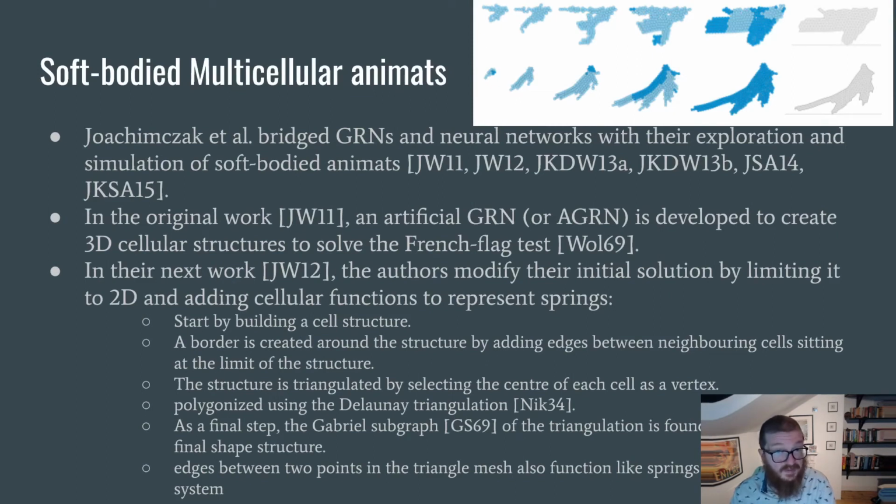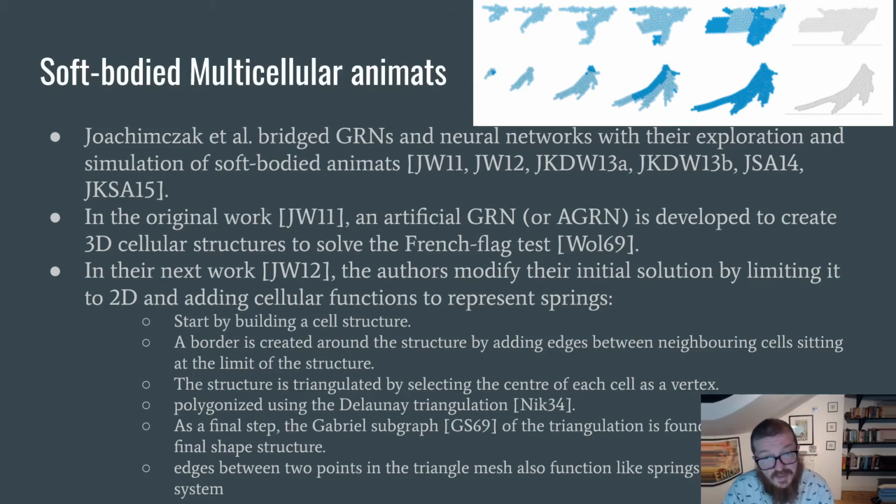Joachim Chuck et al. produced gene regulatory networks and neural networks, bridging gene regulatory networks and neural networks with their exploration and simulation of soft-bodied animals. In the original work, an artificial GRN, or AGRN, is developed to create 3D cellular structures to solve the French flag test, which is a challenge to create a cellular pattern separated into red, blue, and white zones.